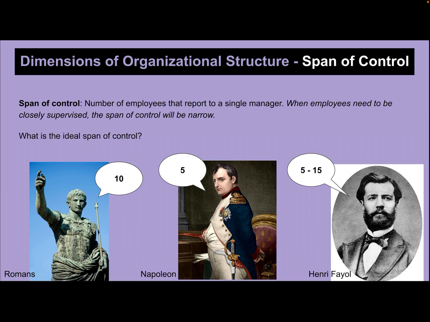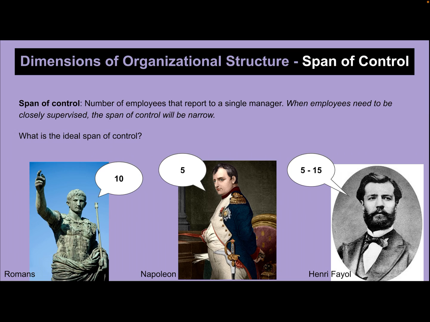Another important part of organizational structure is the span of control. Span of control is the number of employees that report to a single manager. When employees need to be closely supervised, the span of control will be more narrow. So what's the ideal span of control? The Romans said 10. 10 people should respond to each supervisor.